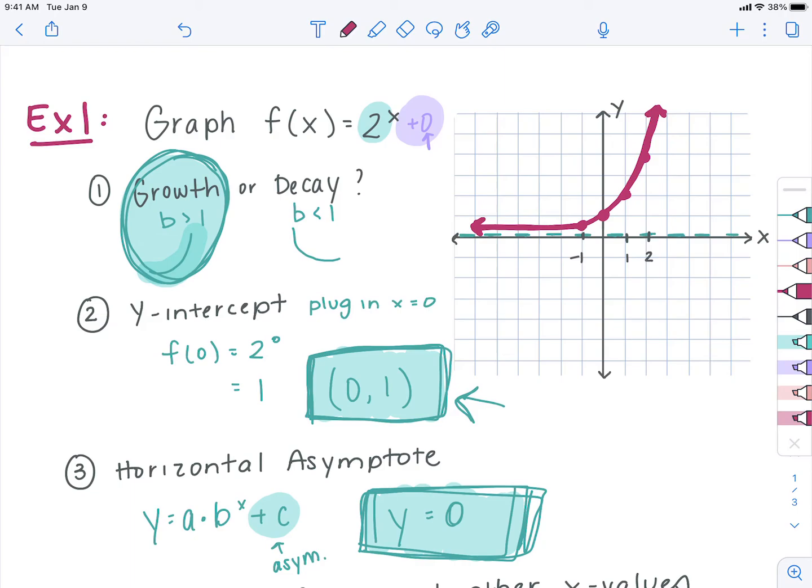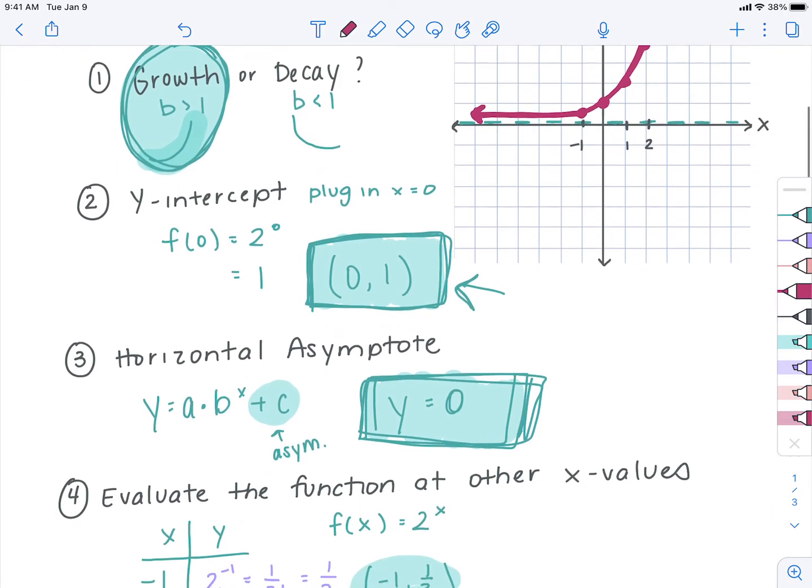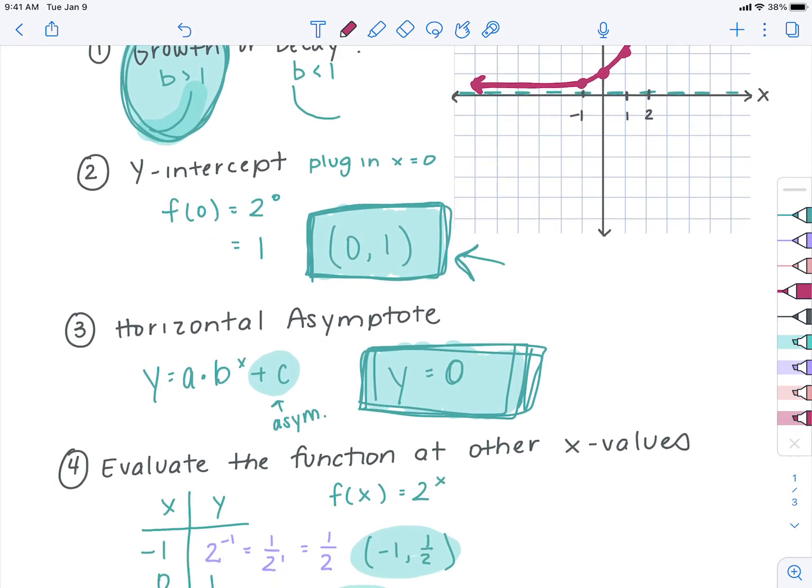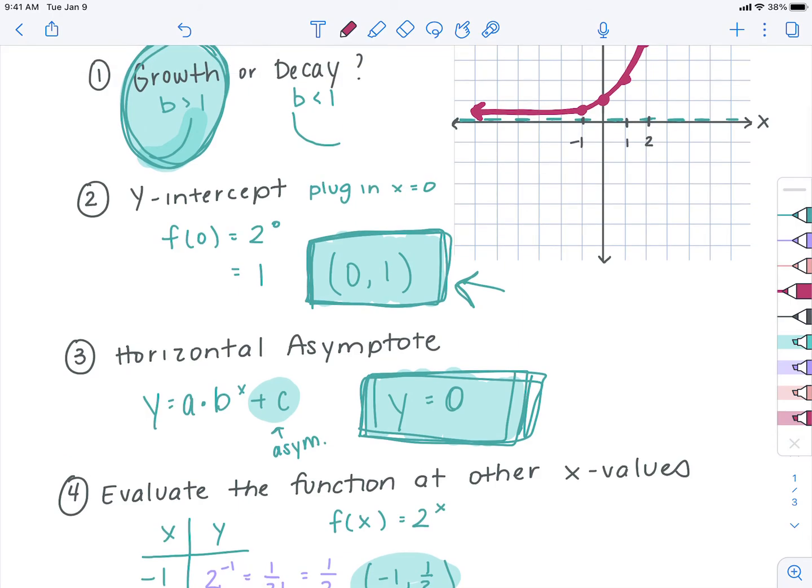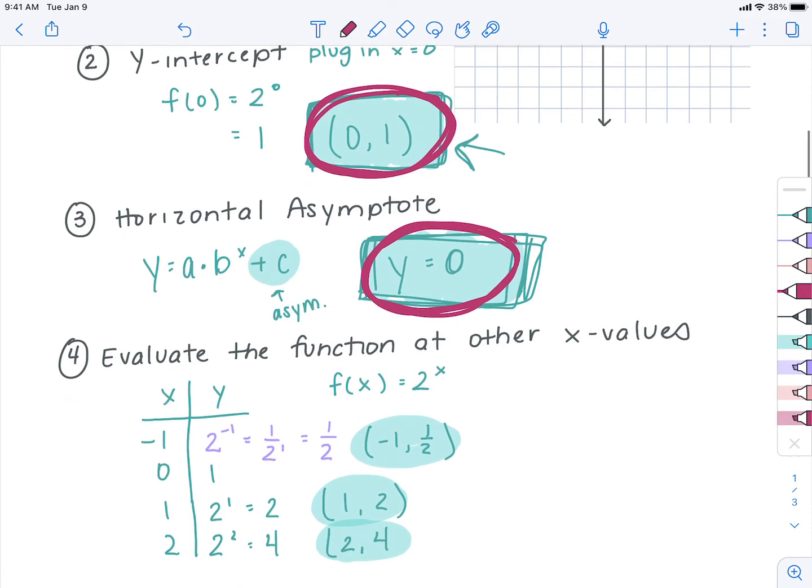So your classwork today is going to ask you first to find all of these things. It'll decide if it's growth or decay, find the y-intercept, find the horizontal asymptote, evaluate the function. It's only going to ask you to evaluate the function at a specific number. But for all of these, you want to make sure you're typing in the answer correctly. So your y-intercept is a coordinate. Your asymptote is always y equals. And when you're evaluating, you only have to give me the actual value that you get.